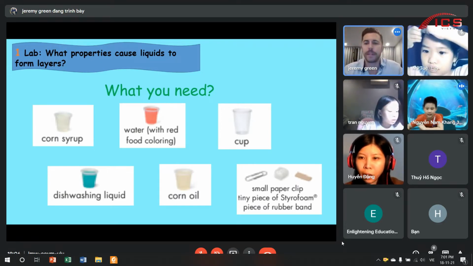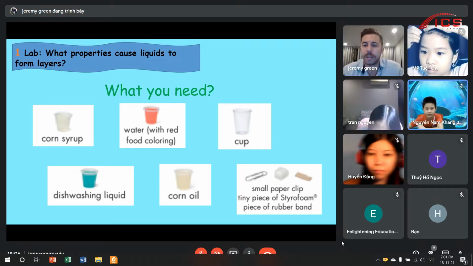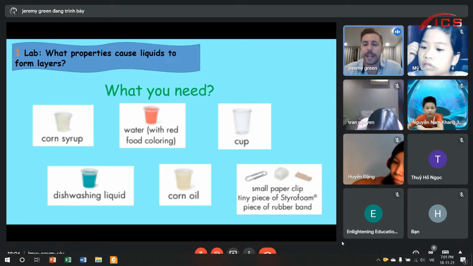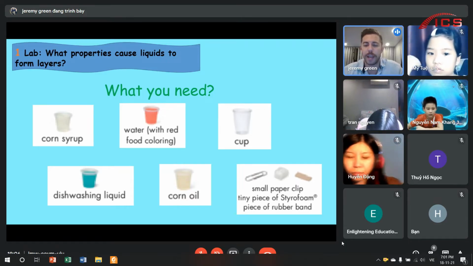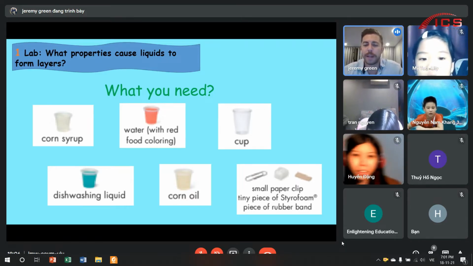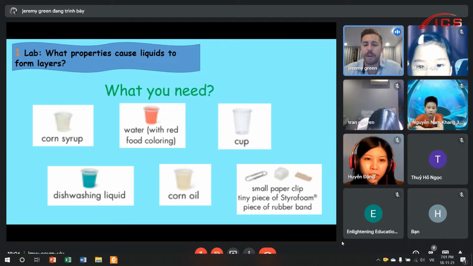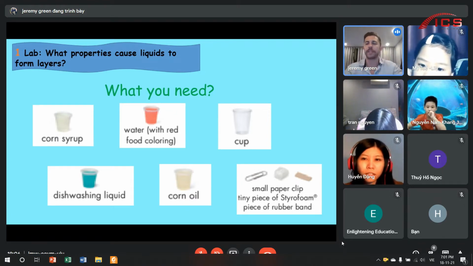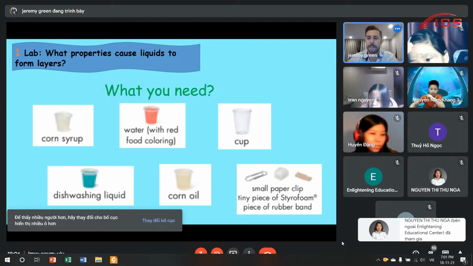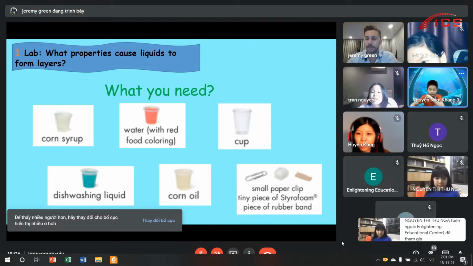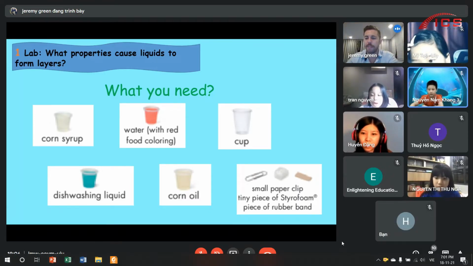That's density. Yes, exactly. Some of them are dense, they are heavier, they are denser. Okay, so you will use a paper clip, styrofoam, and a rubber band. You'll put them in and you'll see which one goes the furthest. Where does it stop? Okay.